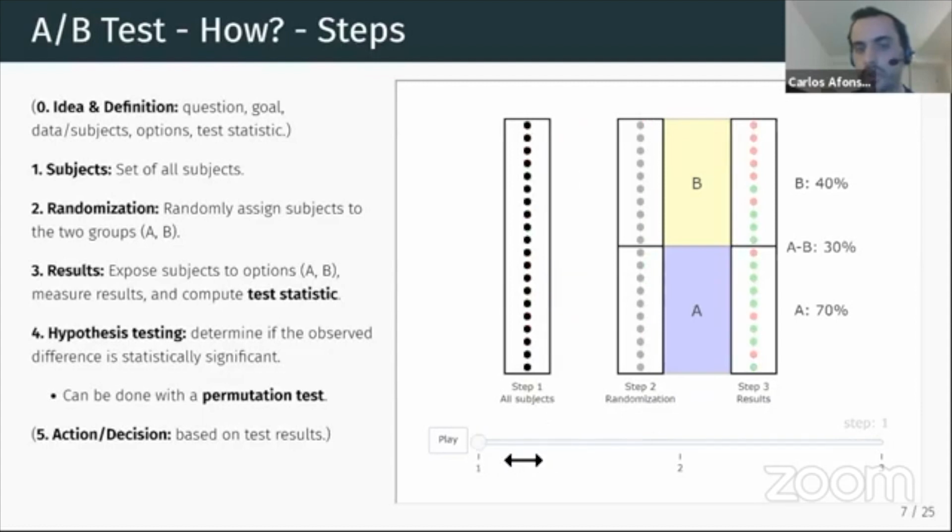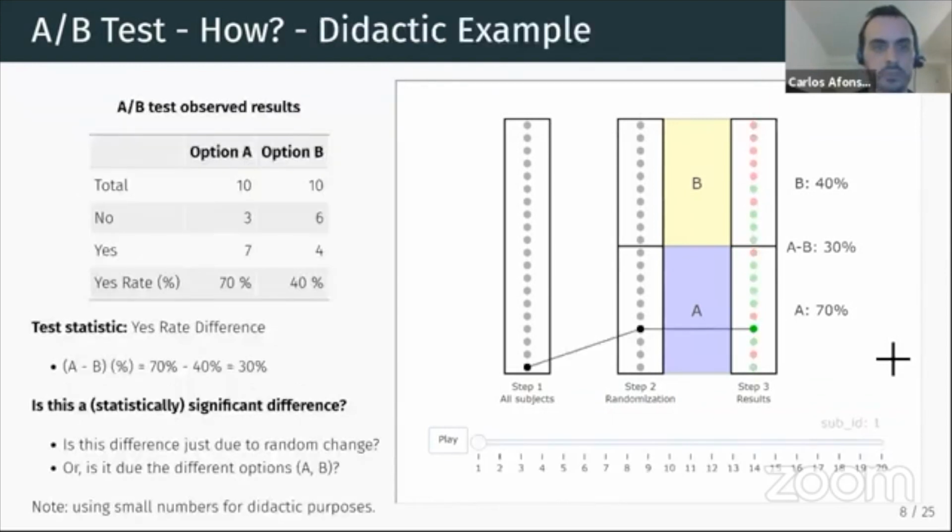All the subjects, in this case 20 subjects, just using small numbers so it's easy to see the process. We randomly assign them to different groups. We expose them to the options in each group, and we measure the statistics. Okay, and in this case we have a difference of 30% between A and B. That's our test statistic. Now we want to know if that 30% is statistically significant or not. Okay. All right.